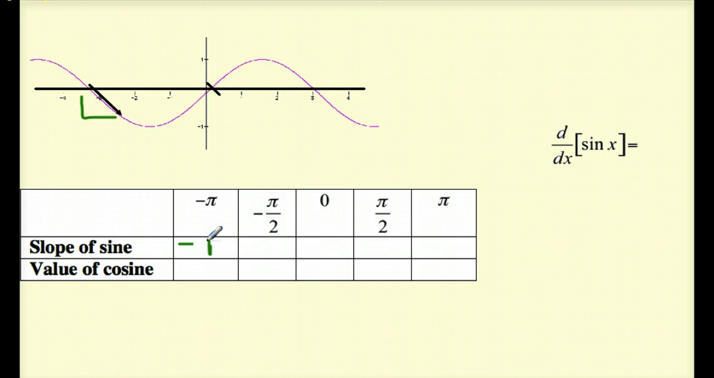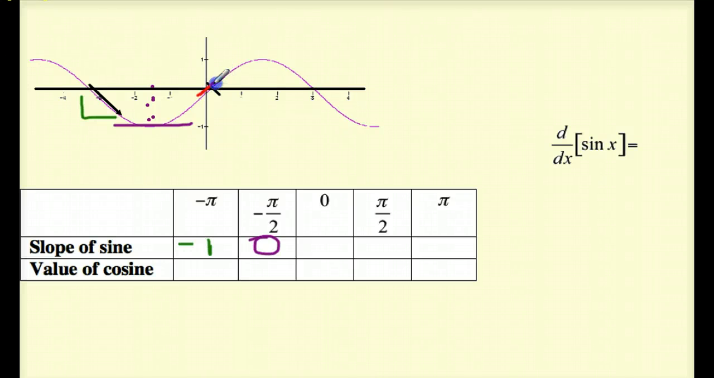Okay? Well, let's move on and take a look at the slope at negative pi over 2. The slope at negative pi over 2, this is negative pi over 2 right here, is about a horizontal line. Well, actually, it is a horizontal line. So if I take a look, what's the slope of a horizontal line? Correct, it should be 0, right here.